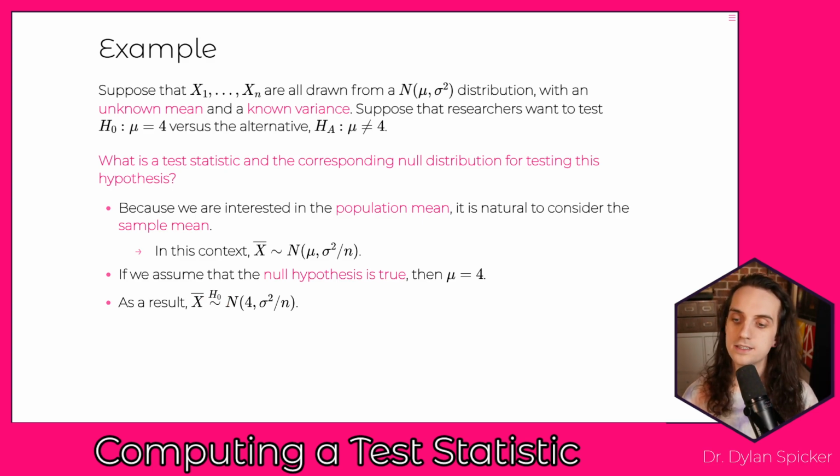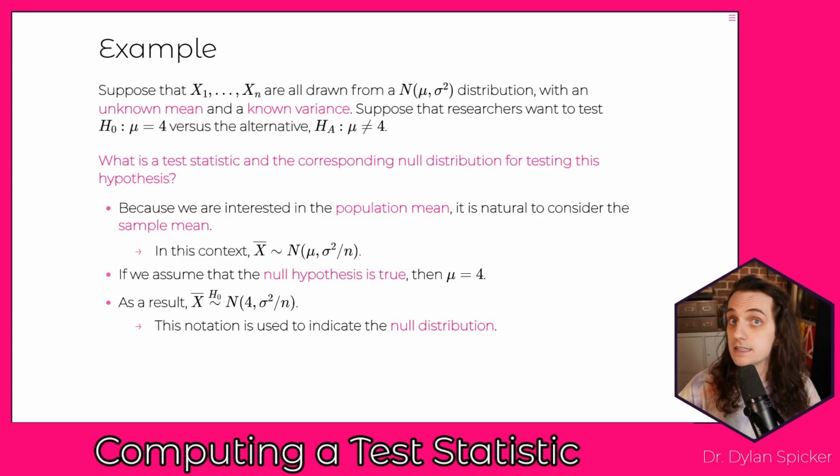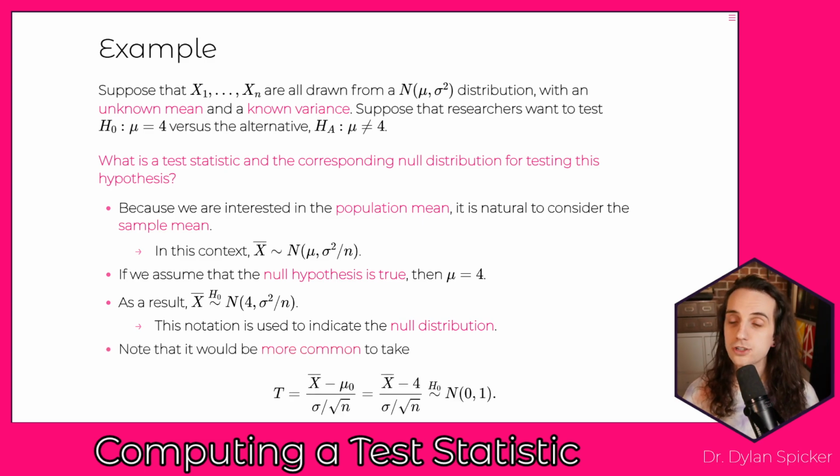So what we're saying is that the null distribution of this statistic is the normal with a mean of 4 and a variance of sigma squared divided by n. The notation there indicates the null distribution. So this is a perfectly acceptable response to this problem. However, it's actually going to be more common for us to take a slightly different response here.